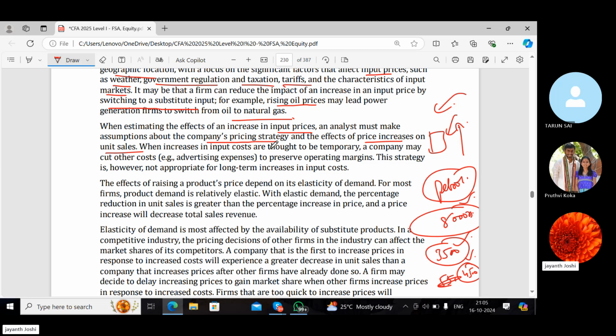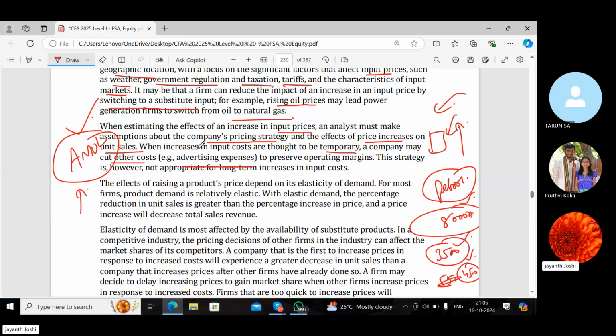When increases in input costs are thought to be temporary, a company may cut other costs like advertising expenses, etc. Many companies do. You see Amul. Did you see any celebrity advertising Amul butter or Amul's products? No. People know Amul is butter and butter is Amul. That's it. We know that from childhood, right?